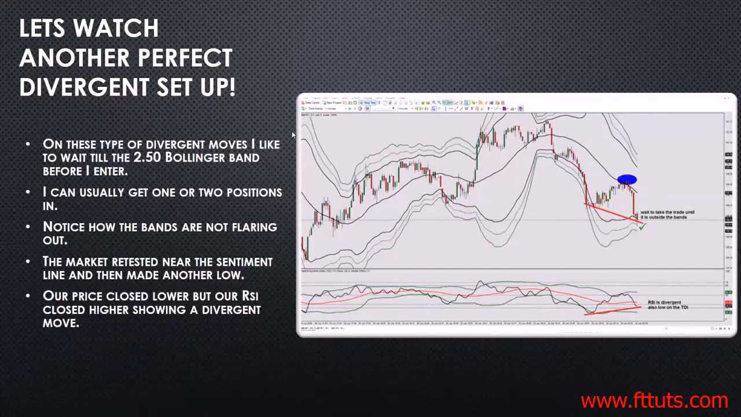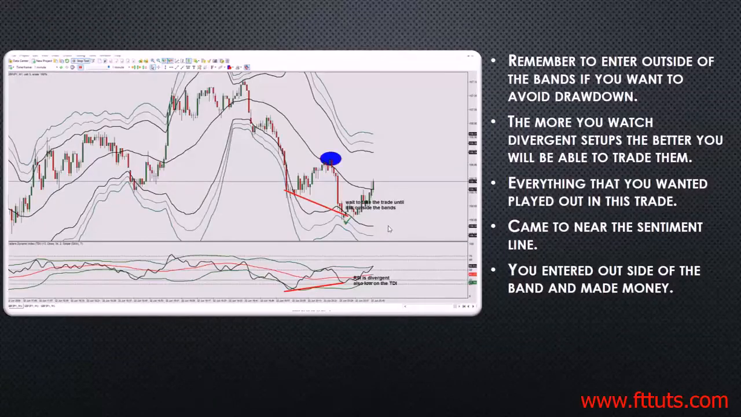On these types of divergent moves, I like to wait to the 2.5 Bollinger Band before I enter. I can usually get 1 or 2 positions in. Notice how the bands are not flaring. The market retested near the sentiment line and then made another low. Our price closed lower, but our RSI closed higher, showing a divergent move. Remember to enter outside the bands if you want to avoid drawdown.